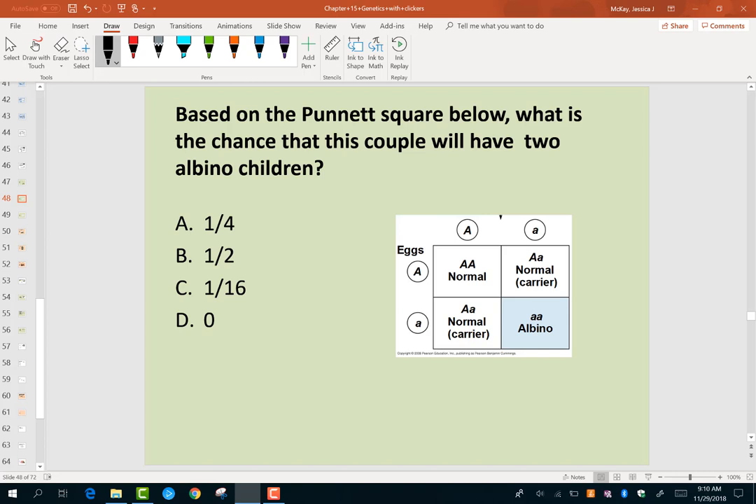Read this one, pause the video, and then come back. So based on the Punnett square below, what is the chance that this couple will have two albino children? So we see that albino for this cross, this is a monohybrid cross, is 1/4. We want to know two children, so they each have a 1/4 chance. So the chance of actually getting two albino children, we multiply that and we get 1/16.